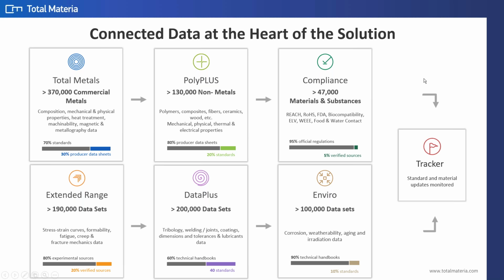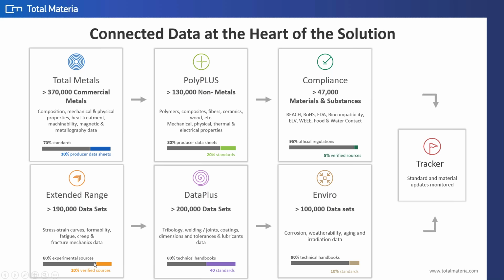You'll see here the history of a material and a standard. So the changes that this material has had in the last 10, 20, or even 30 years, you'll be able to see in our Tracker module. Enviro: corrosion data for polymers and metals, weatherability data for polymers, aging and irradiation data. Data Plus: tribology data, welding and joints for welding, brazing, adhesion data, coatings data, also tolerances and lubricants data you'll also be able to find here.